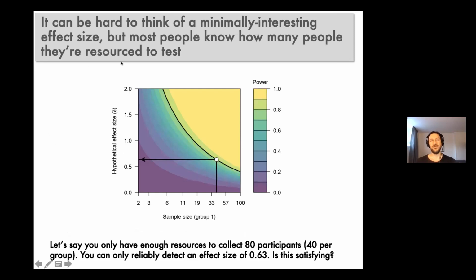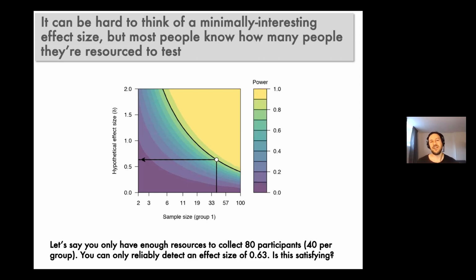Like I said before, sometimes it can be hard thinking about what your effect size of interest or your smallest effect size of interest is. But when you ask people how many people they can actually test, their answer is pretty quick. So if you're still struggling for a starting point for your power analysis, think about power curves and plug in how many people you can actually test. Let's say you only have enough resources to collect 80 participants, 40 per group, and you can only reliably detect an effect size of 0.63.